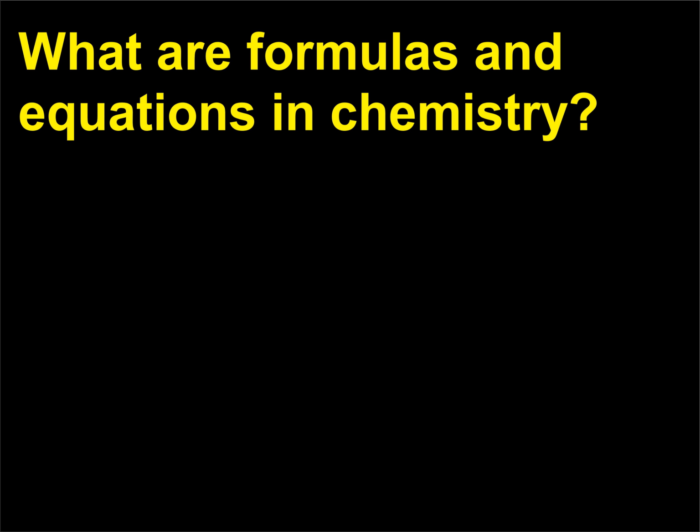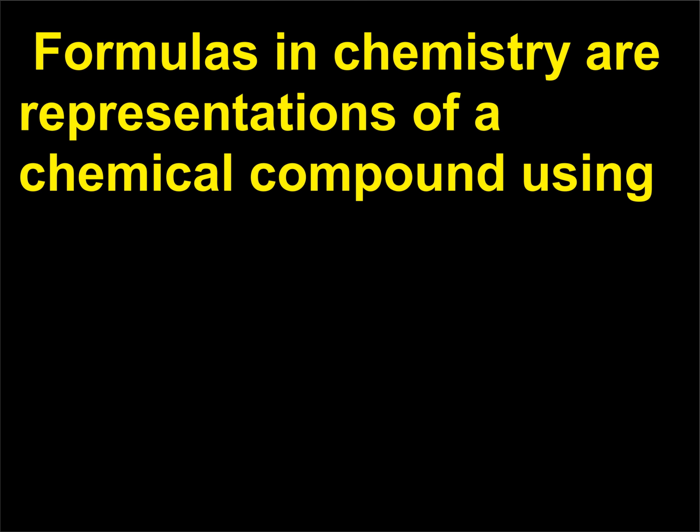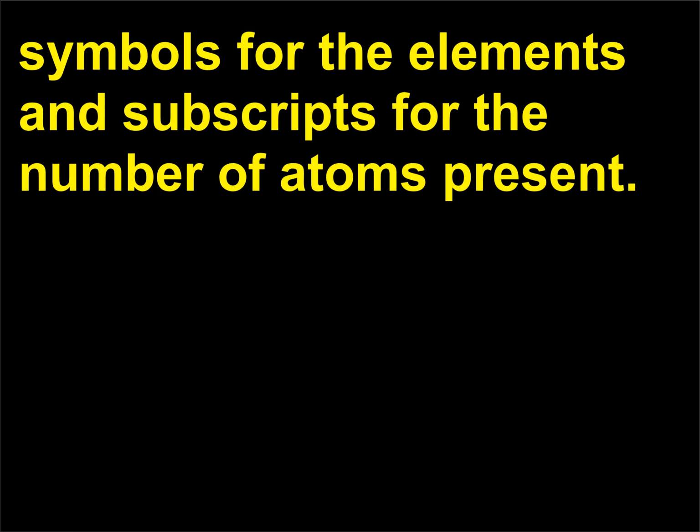What are formulas and equations in chemistry? Formulas and equations in chemistry don't always mean the same as in mathematics. Formulas in chemistry are representations of a chemical compound using symbols for the elements and subscripts for the number of atoms present.